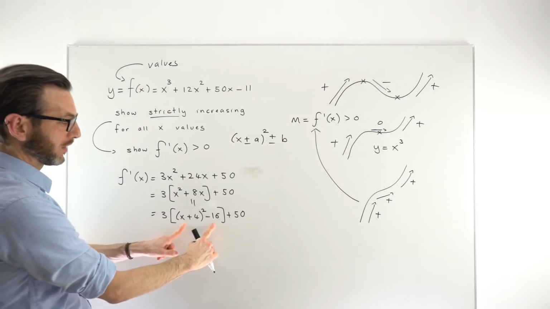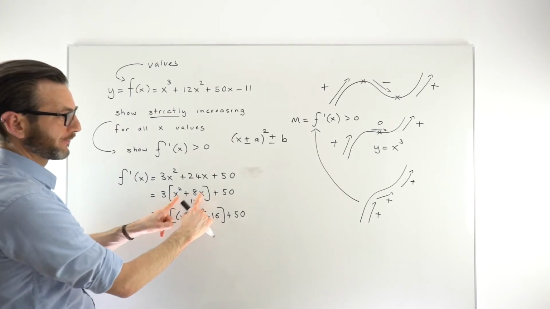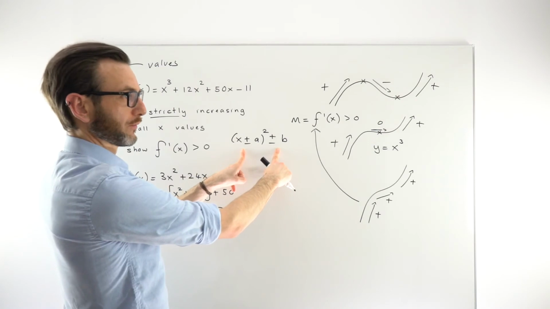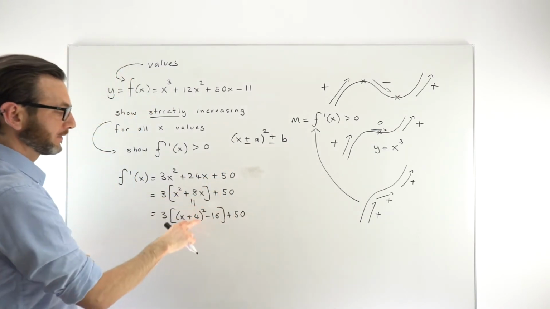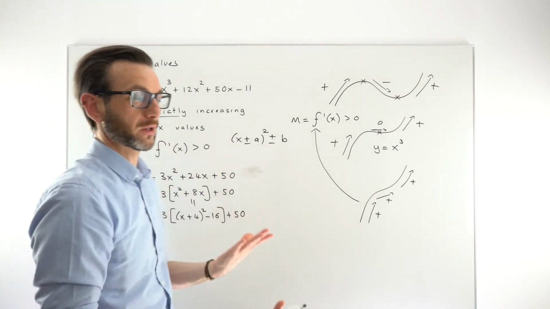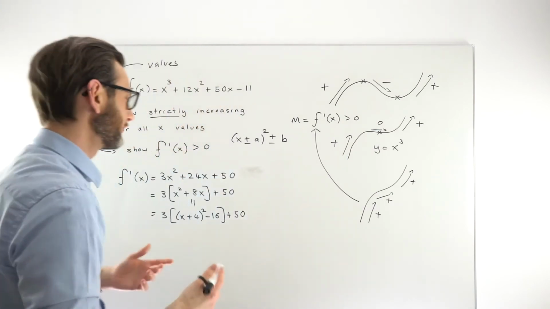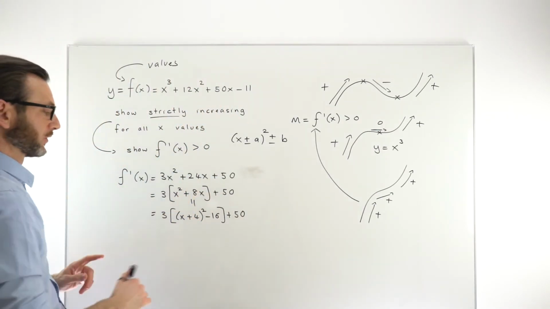This is just a rewriting of this in a different form to match this completed square form, okay? So the technique to go from there to there, I'm not going to explain that here. I'm going to assume you know how to do that. If not, just satisfy yourself that those are the same thing.